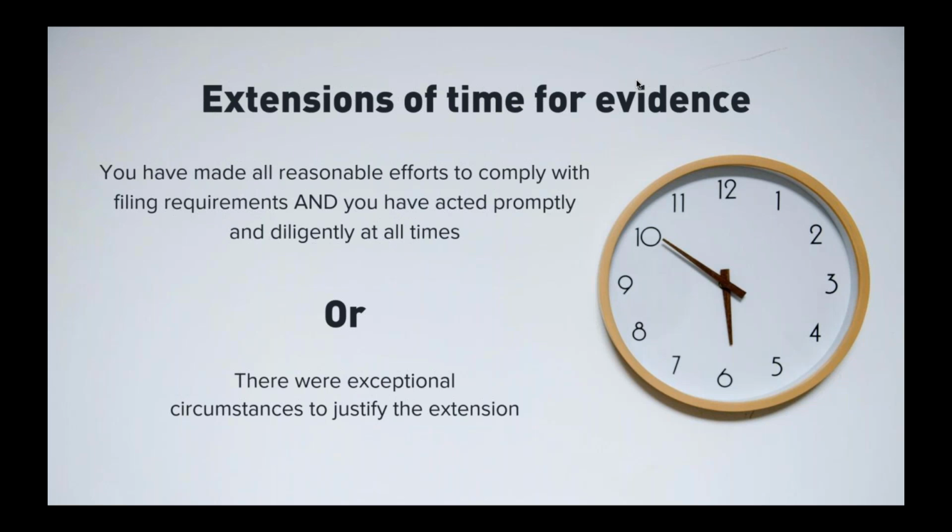The time allowed for filing evidence may be extended if you can show that you have made all reasonable efforts to comply with the filing requirements and you have acted promptly and diligently at all times, or there were exceptional circumstances to justify the extension. Examples of being prompt and diligent include a comprehensive timeline showing what you did during the evidence period. Examples of exceptional circumstances include flood, tsunami, or a technical malfunction that prevented you from filing your evidence.